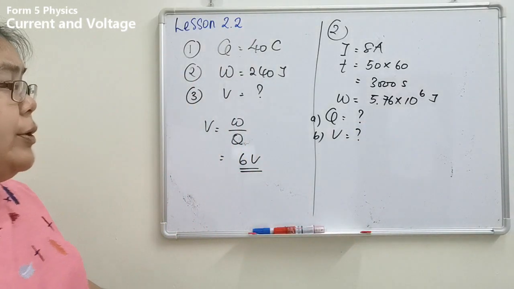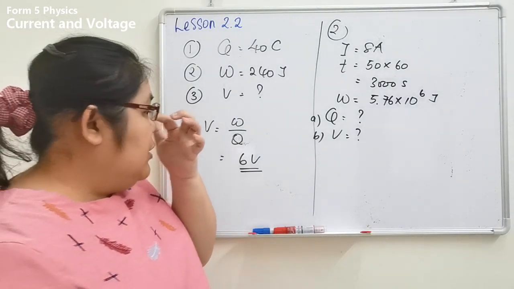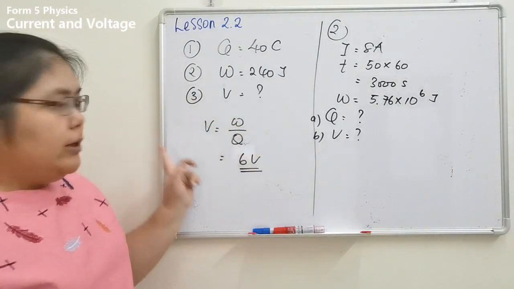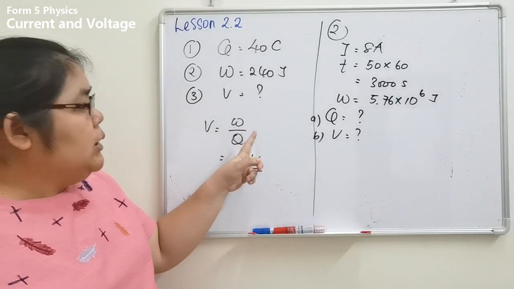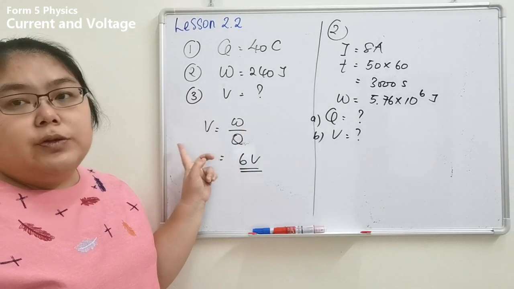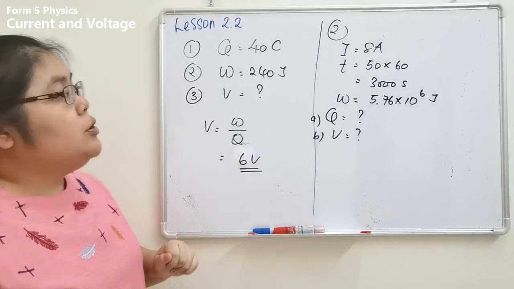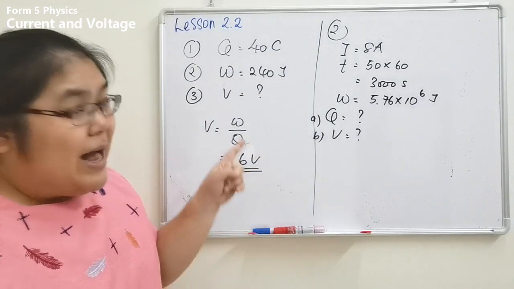Okay. From here we need to find out how to find the Q. Okay, we got a formula for this one, we can find the Q. The problem is we do not know the V, so that means I cannot use this formula. So better I use the current formula.